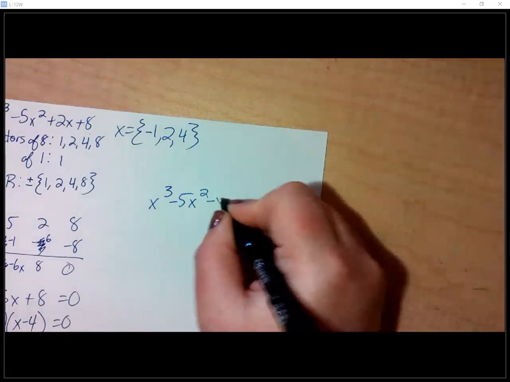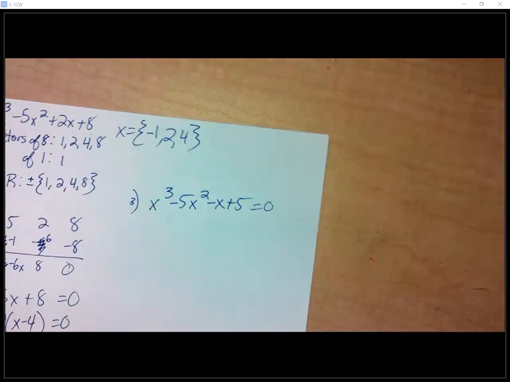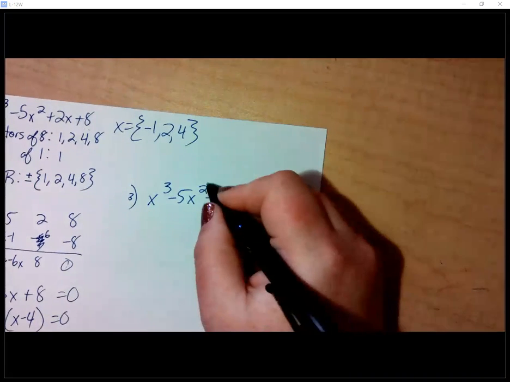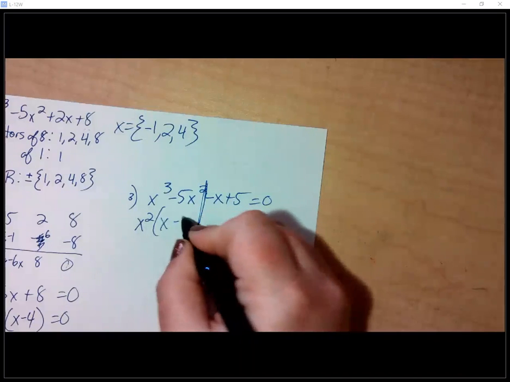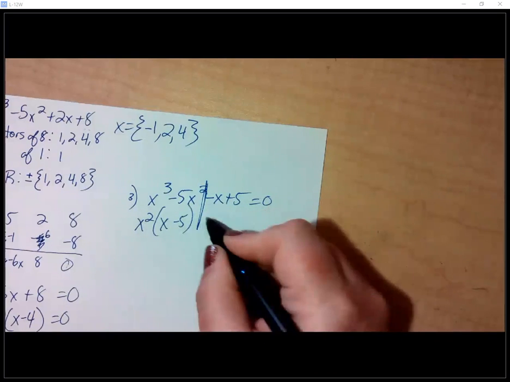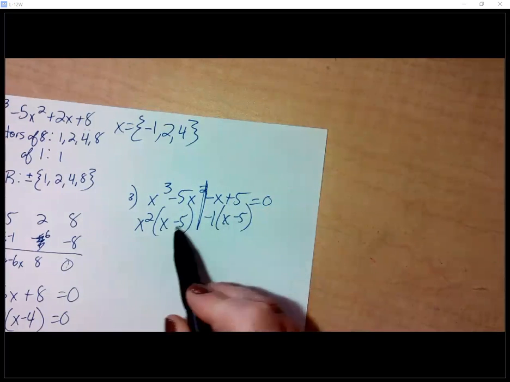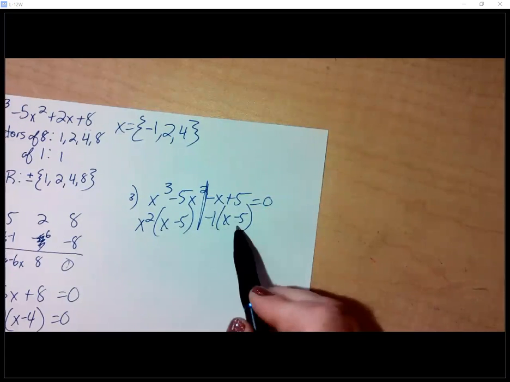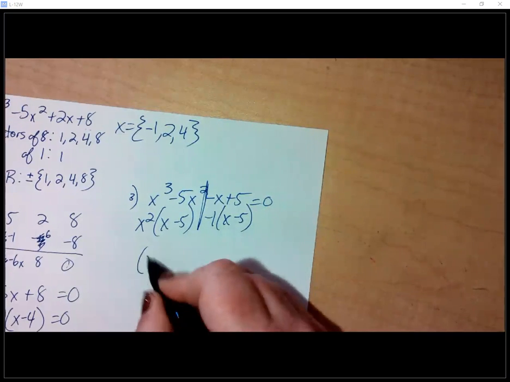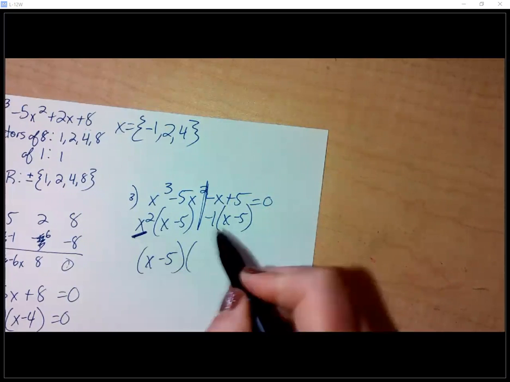So here's number 3. Whenever you have 4 terms, you should be trying to draw the line and factor each side. That'd be x minus 5. Over here, I can take out a -1, and I get x minus 5. Once I realize my parentheses match, that's how you know if it works or not. If you can get these 2 parentheses to match, then yes, you can factor by grouping. Take out that x minus 5. The other factor is what's in front, x squared minus 1.